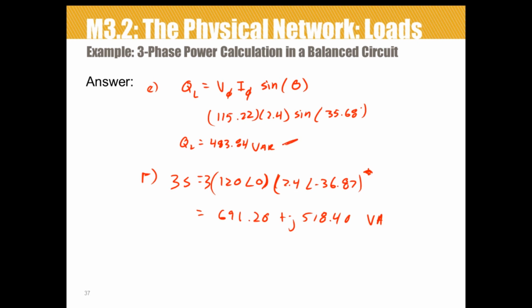You see that the complex power here, 483.84 VARs, is a little bit less than what's here, and what accounts for that is the transmission line and the internal impedance of the generator. So, sorry, I forgot that I multiplied that by 3 there. 115 times 2.4 times sine of 35.68 times 3 to get the total VARs absorbed by the load, right?